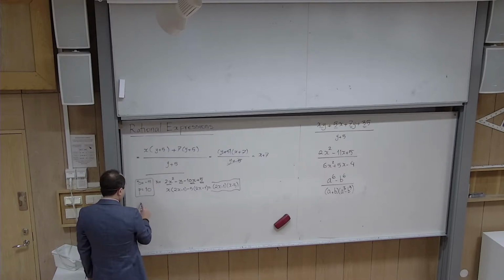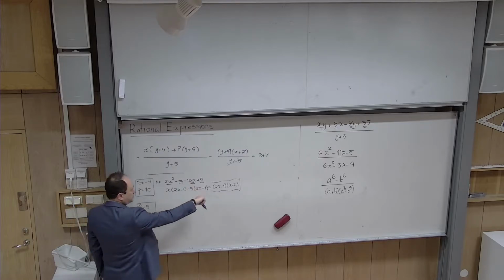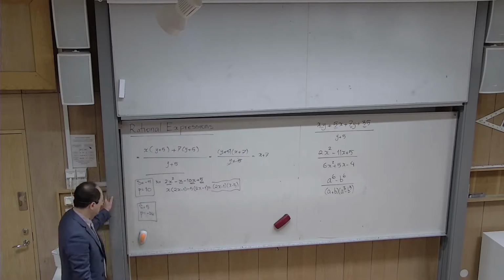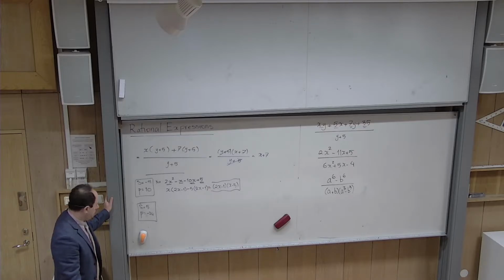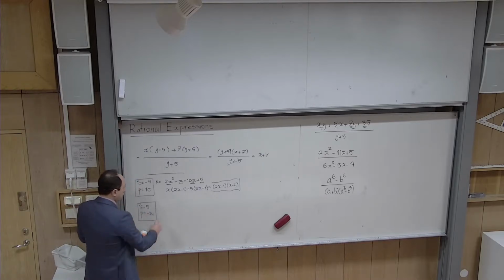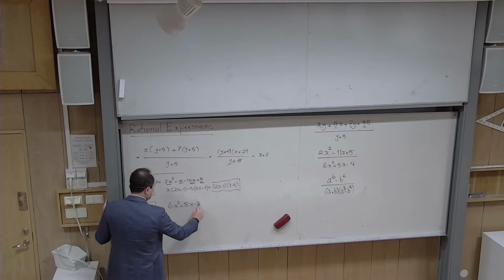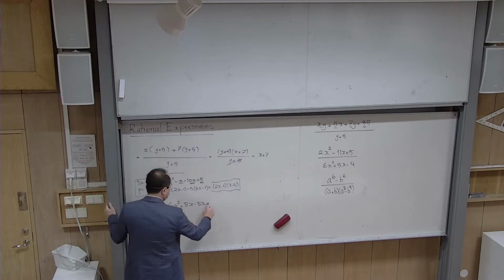For the denominator, I need to ask another question. I need two integers, if possible, so that the sum is 5, but the product is minus 24, the product of the first and the last number. Can you guess those numbers? Plus 8 and minus 3, yes. So I will break the middle term into plus 8x minus 3x and minus 4.